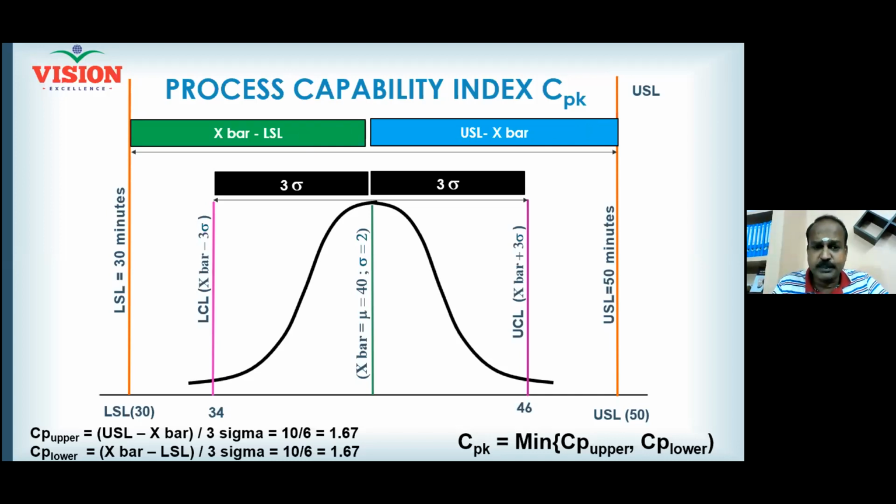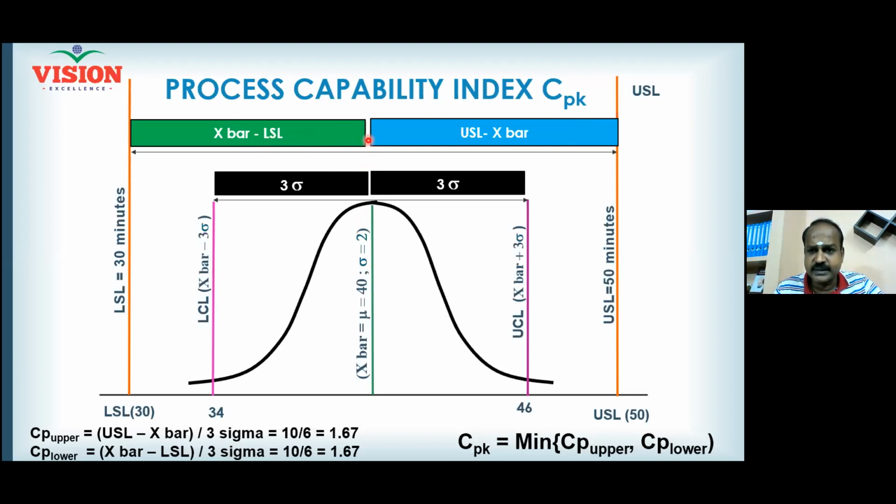Same way, the process width is also divided into 2. Earlier the process width was 6 sigma. Now I divide it into 2. So what happened? 3 sigma on the right and 3 sigma on the left. Now the green bar divided by 3 sigma is your CP lower. You see here. How to measure the length of the green bar?